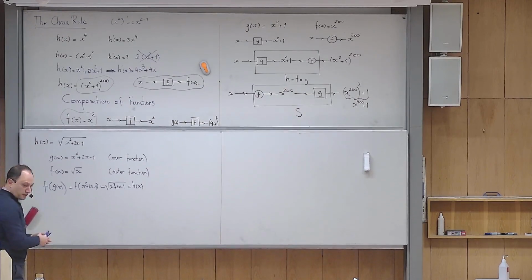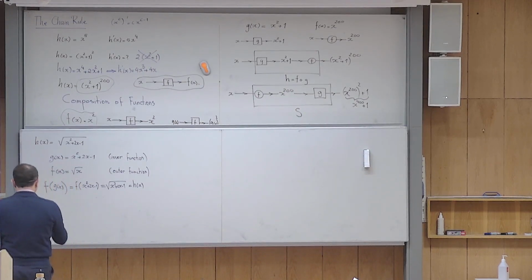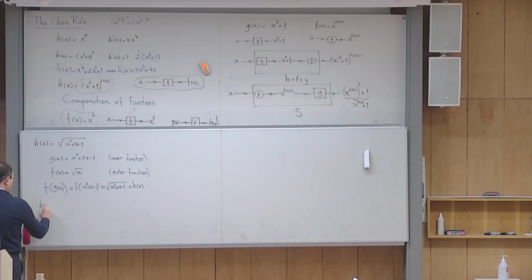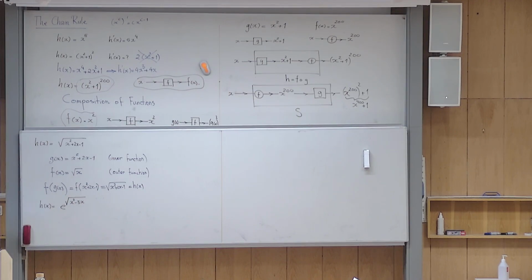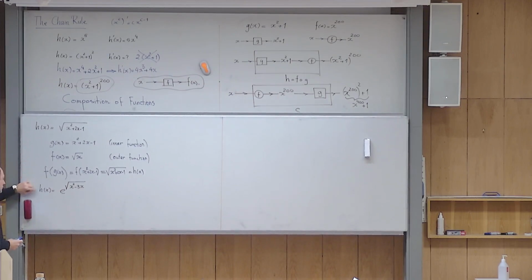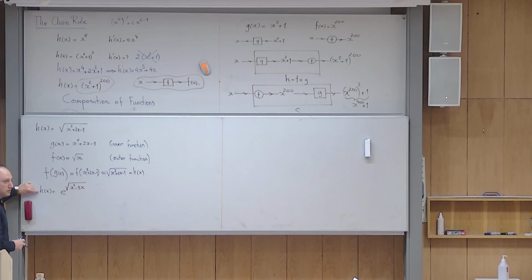Okay, let me write another function here. Let me call it h of x. Let me make it a little bit more complicated this time. Let me write e, the Euler number, raised to the power square root of x squared minus 3x. So how many functions are involved here to be composed to give rise to h of x?